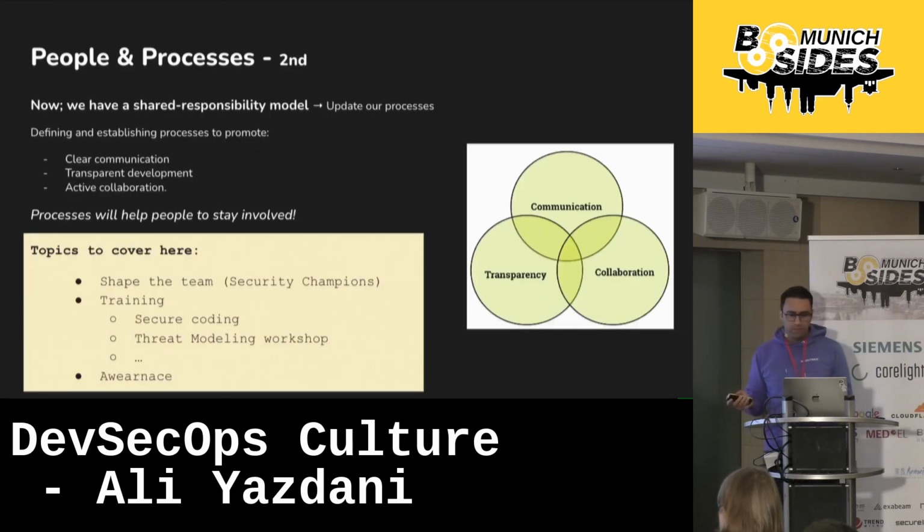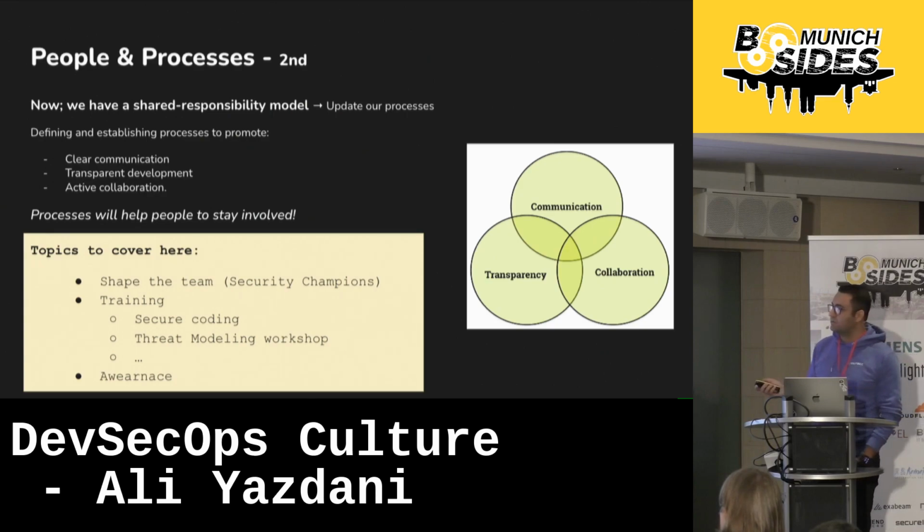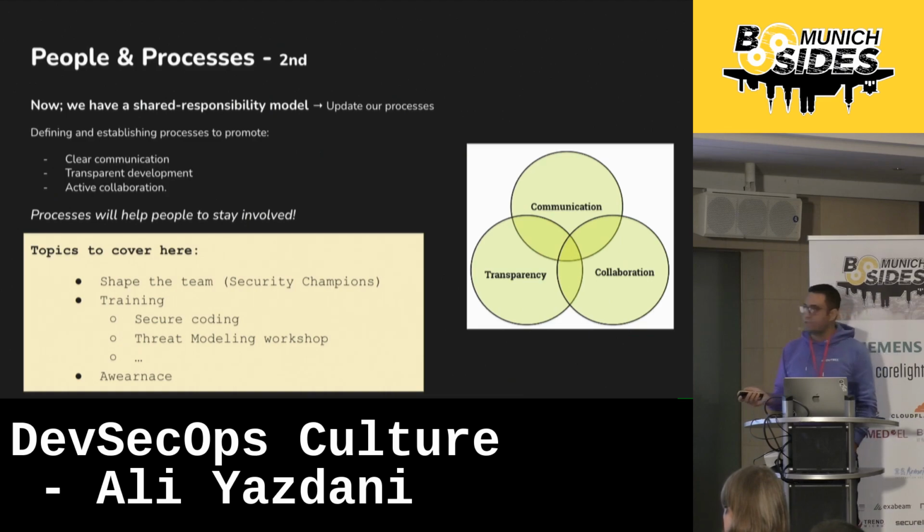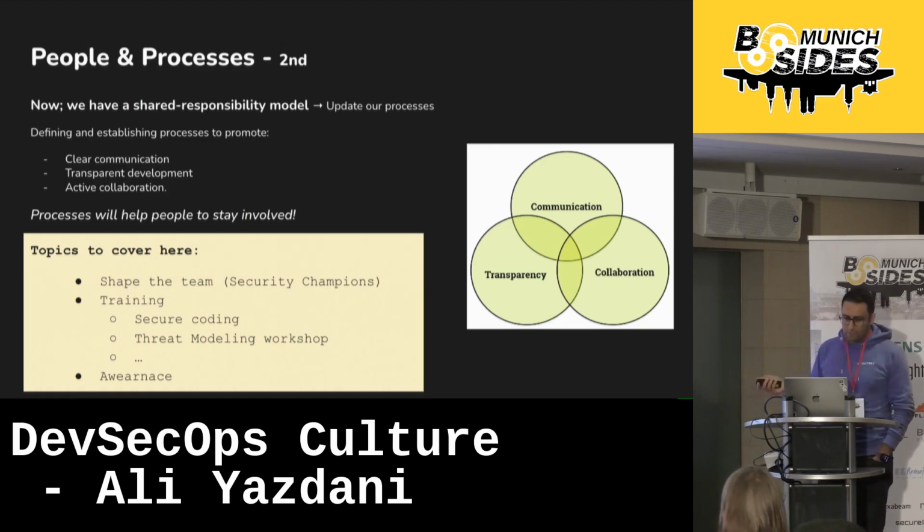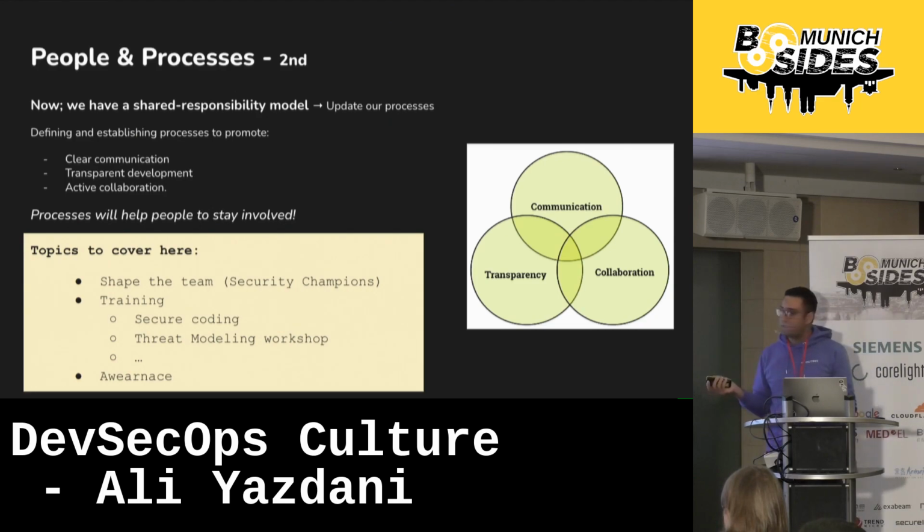And the second part of people and process is process. Now we have a shared responsibility model based on the previous slide. So we have to update our processes, our development process, and all of the policies that we may have, to define them based on promotion, clear communication, transparent development, and active collaboration. Because process will help people to stay involved. If I feel that I'm involved in the process, I will participate in it.